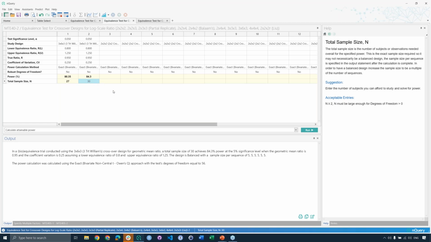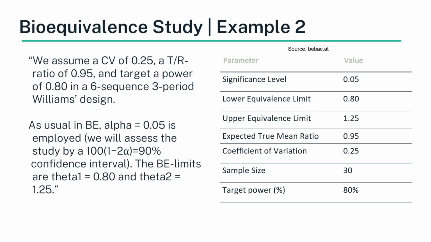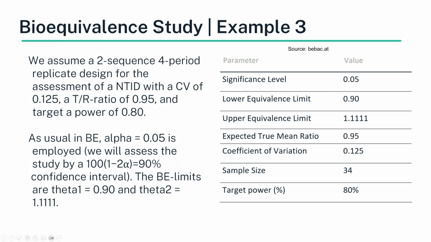Okay, and so we go back again to the slides and we'll look at one final example. Again, this is from BBAC, and up to now we've been dealing with the standard limits for bioequivalence, but let's just assume in this case that we're dealing with a narrow therapeutic index drug, and so instead we're going to have to use the stricter limits suggested by the regulators of 0.9 and 1.1111.